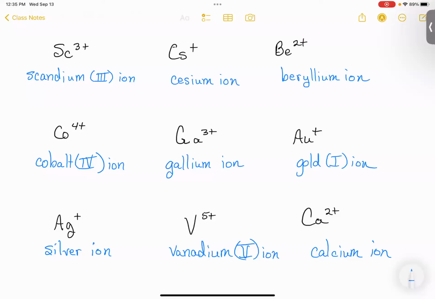Gallium 3+, because it is in the stair step, is just gallium ion. Gold + is gold 1 ion. Ag+, because it's in the stair step, is just silver ion. V5+ is vanadium 5 ion, and calcium 2+, because calcium is in group 2, is just calcium ion. Questions? Thank you for catching my error.